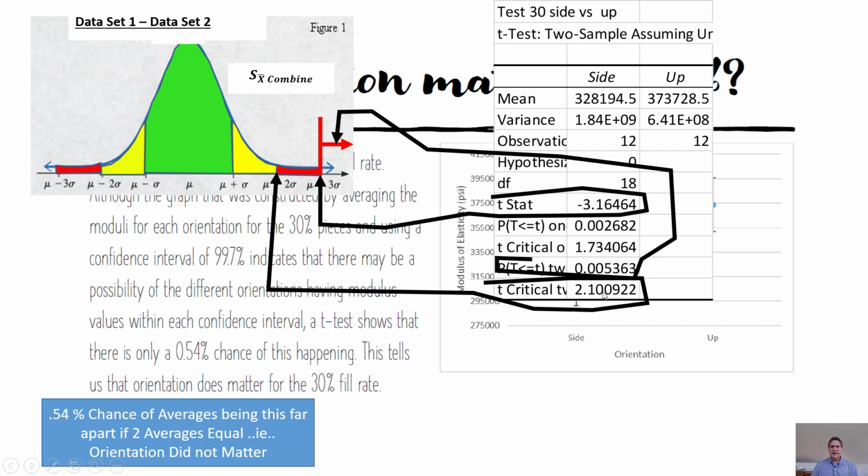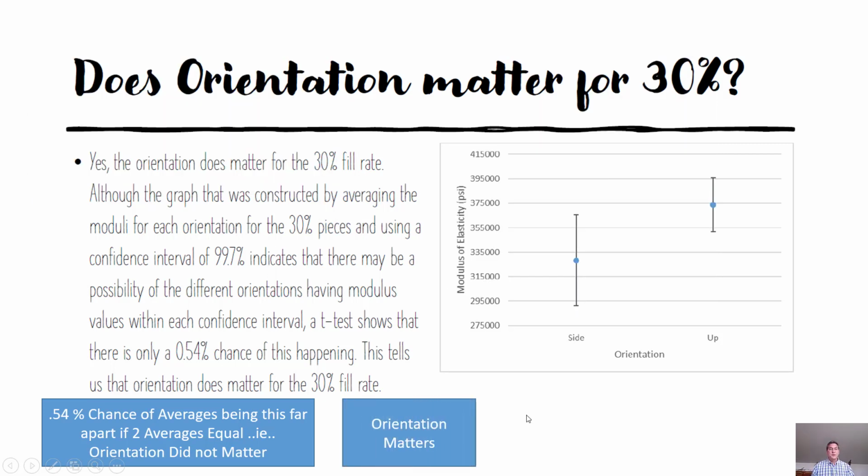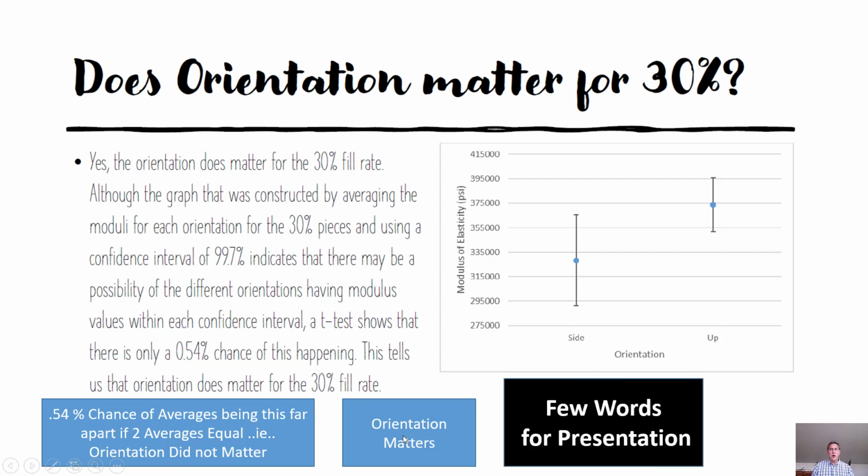So what that's saying is that there is a 0.5% chance to get a difference this large if these two data sets were the same. So these two data sets are not the same, and orientation matters. There's only a 0.54% chance of them being that far apart if orientation didn't matter. So yes, it does matter. And that's a good way for you to go and say that.